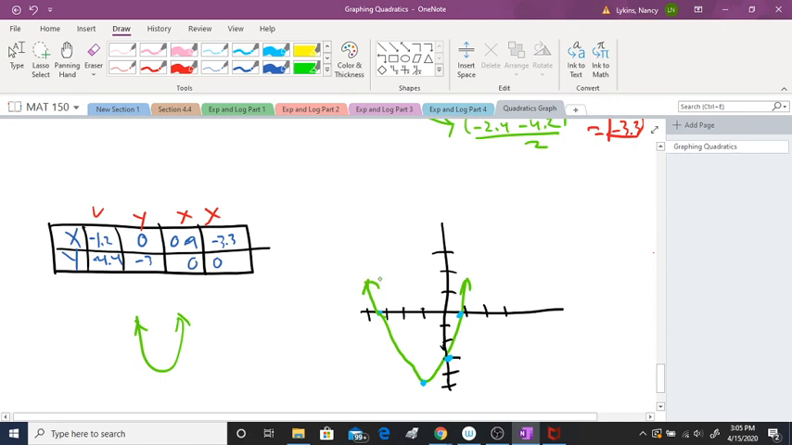So like I said before, look at these examples, go back and do these over. This gives you an idea about how to graph quadratics.